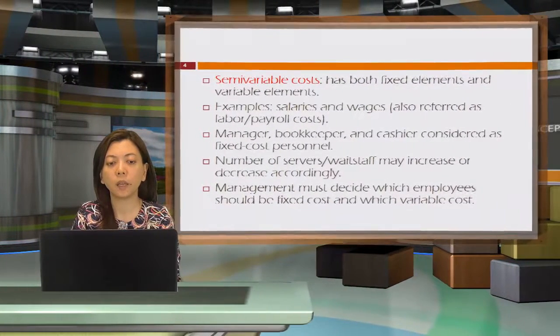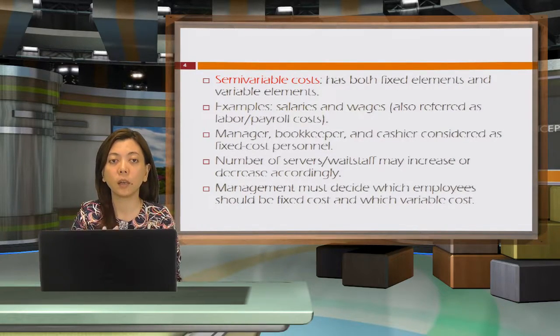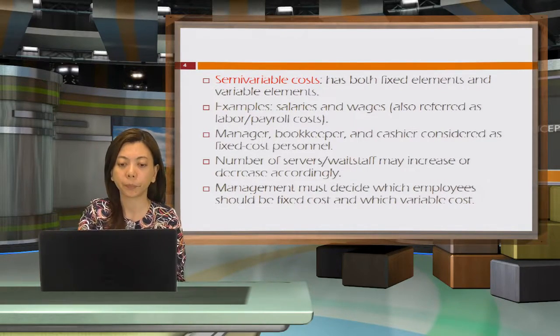And then there's the semi-variable costs. It has both fixed elements and variable elements. A good example is salaries and wages. This is true in a banquet service. They normally would have a fixed staff which works every day, so that is the fixed cost. But if they have a function, for example a wedding, then they would need to hire additional employees to cater for that event. So it is considered a semi-variable cost because you have both fixed and variable elements in it.